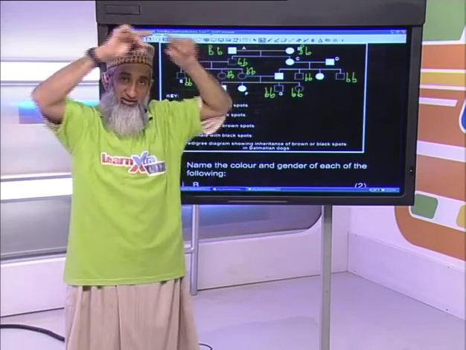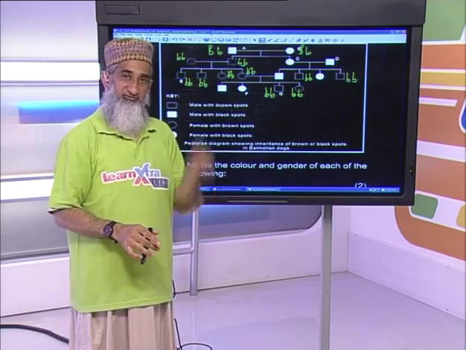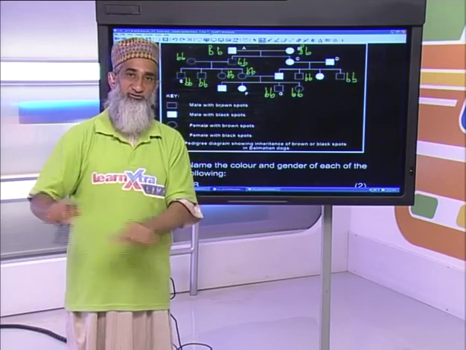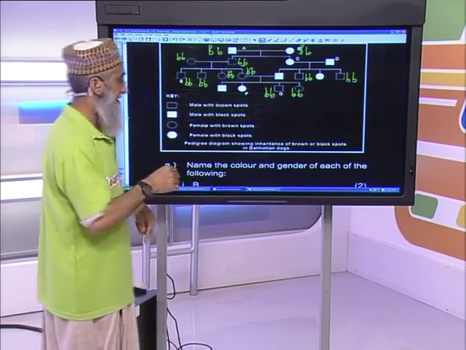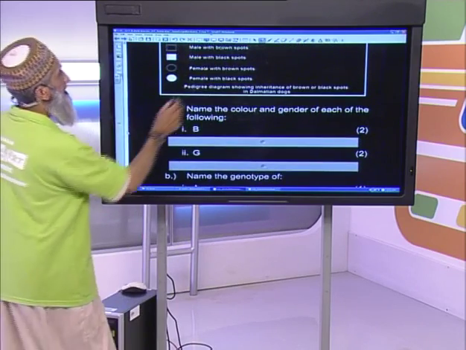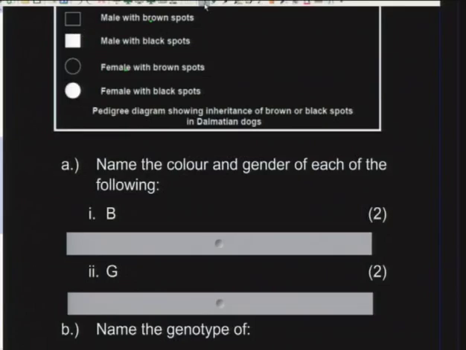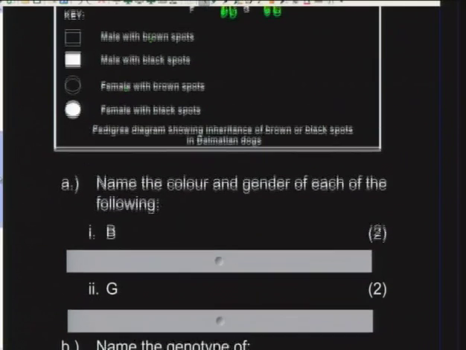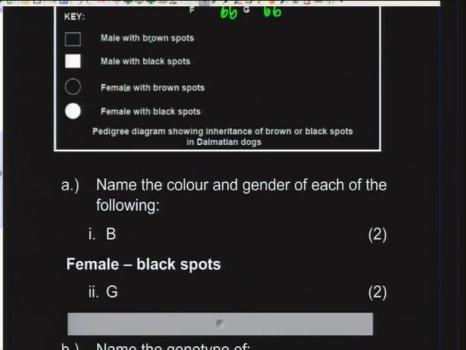Then go back to their parents or go down to their children. If they are homozygous, they must give one to each of their children. And in that way, you work your way up or down. Now they want to know, name the color and gender of each of the following. B in the diagram is a female.